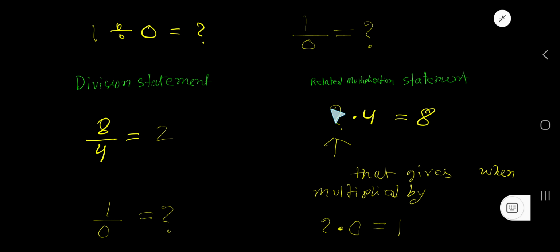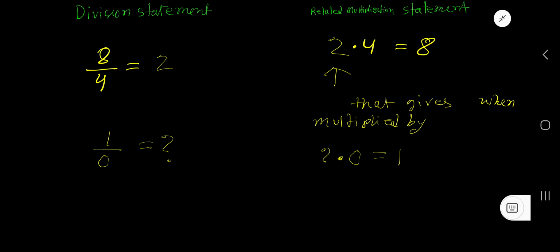So ask this question: what is the number that gives 8 when multiplied by 4? Easily you can assume 2, right? 2. So 2 times 4 equal to 8. This is related multiplication. Okay, now come to this point: 1 divided by 0.